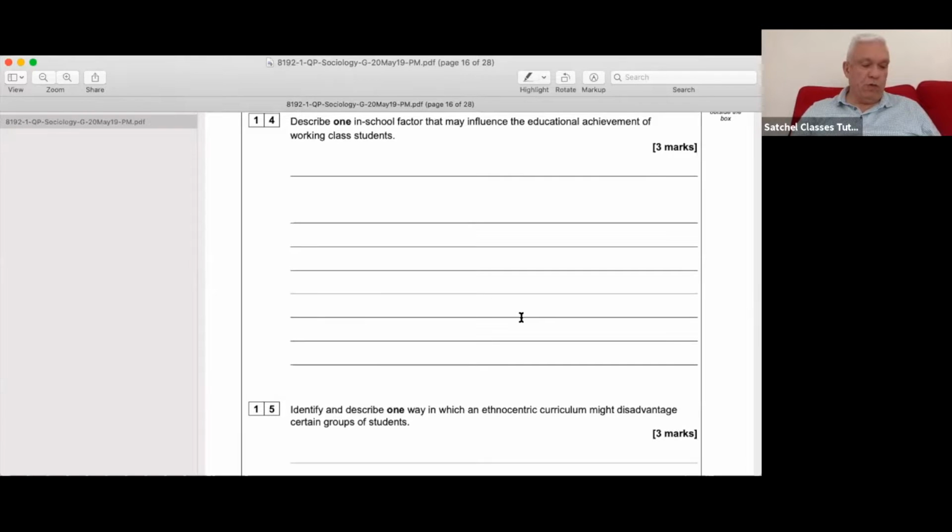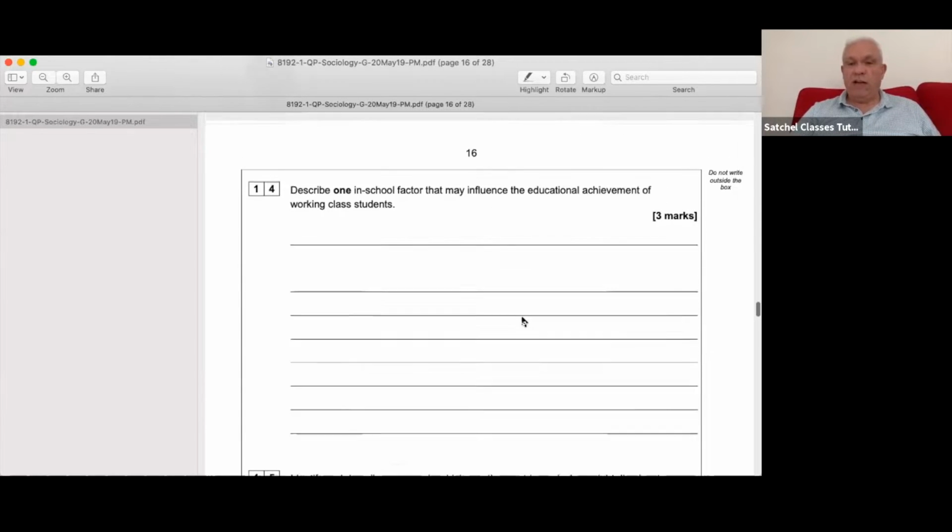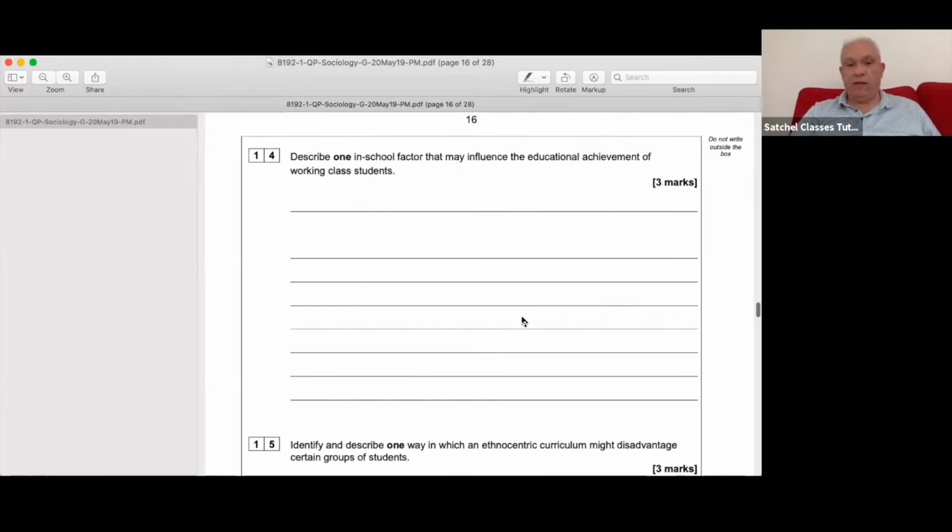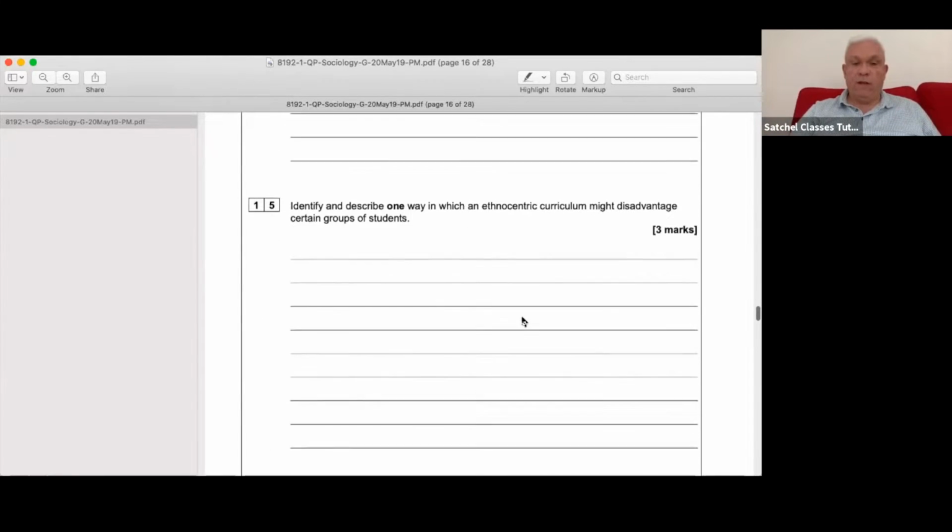And the student cultures maybe. You're more likely, not always, but more likely, coming from a working class background or poor background, to get involved or to be influenced by an anti-school subculture. Mention any one of them and explain it. Just mention it and then explain it. Okay. Identify and describe one way in which an ethnocentric curriculum might disadvantage certain groups of students.